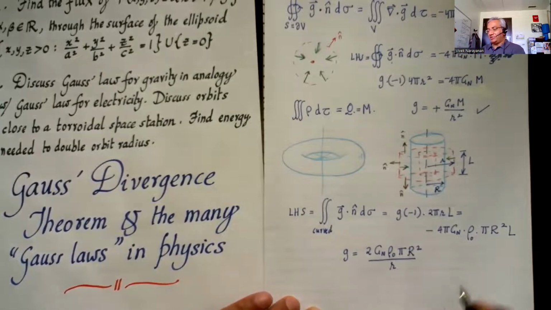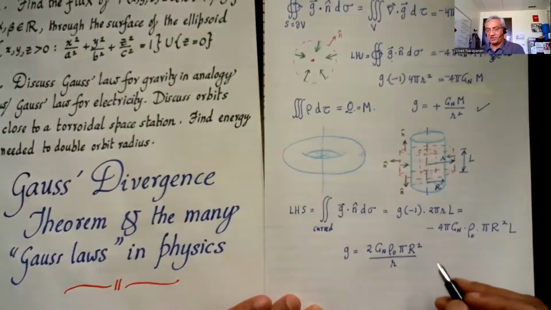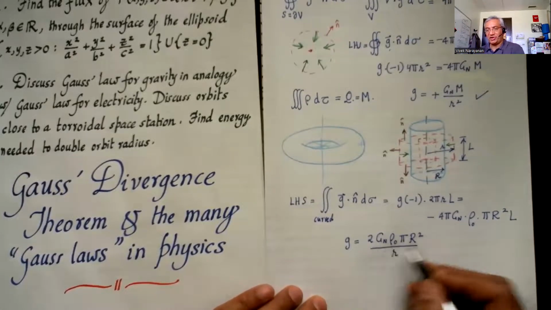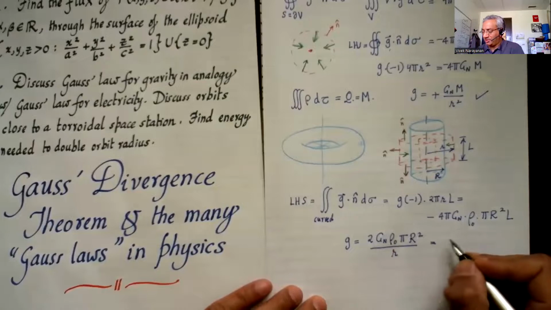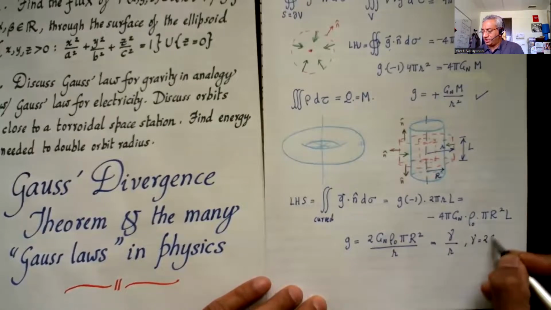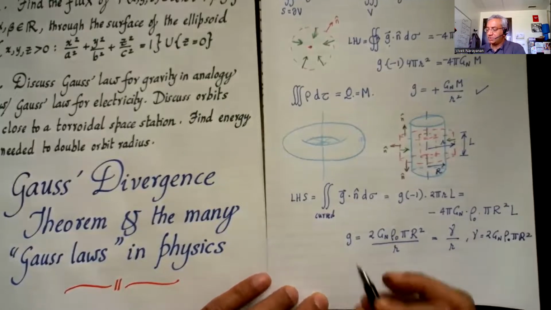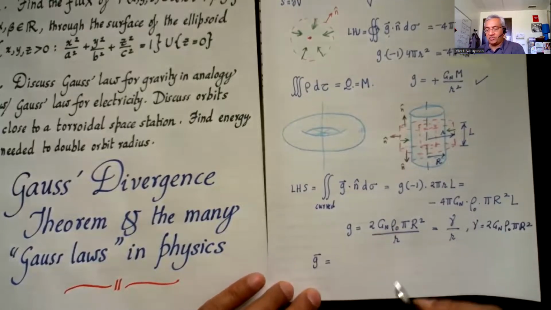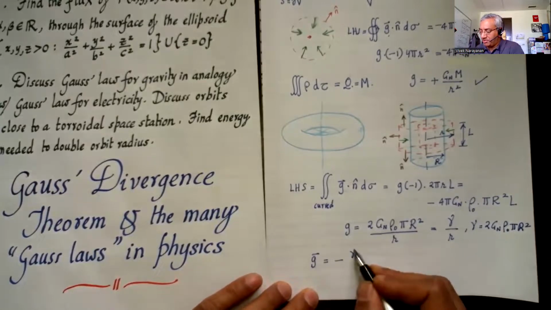So I don't want to deal with this expression. All this stuff in the numerator is a constant. So I'm going to call this gamma over r, where gamma is 2 G sub n rho naught pi R squared. In vector form, G will be negative gamma over r r hat.